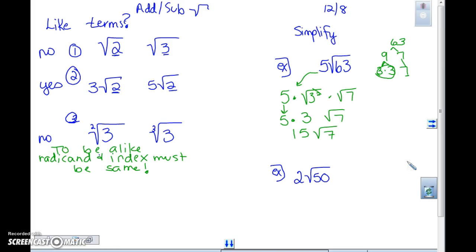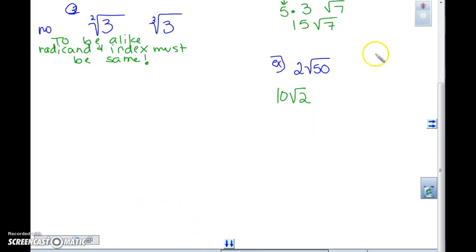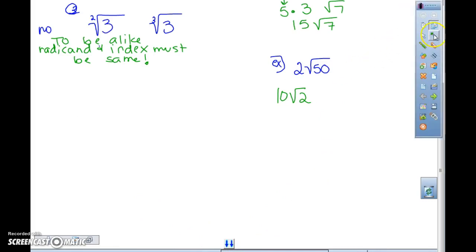Okay, would you try the second example? And then check and see if your neighbor ends up with the same answer and you all have a little discussion about it. You should get 10 square root 2. Alright, let me break it down. Let me do it here. So here's what we would do, in case you missed it.